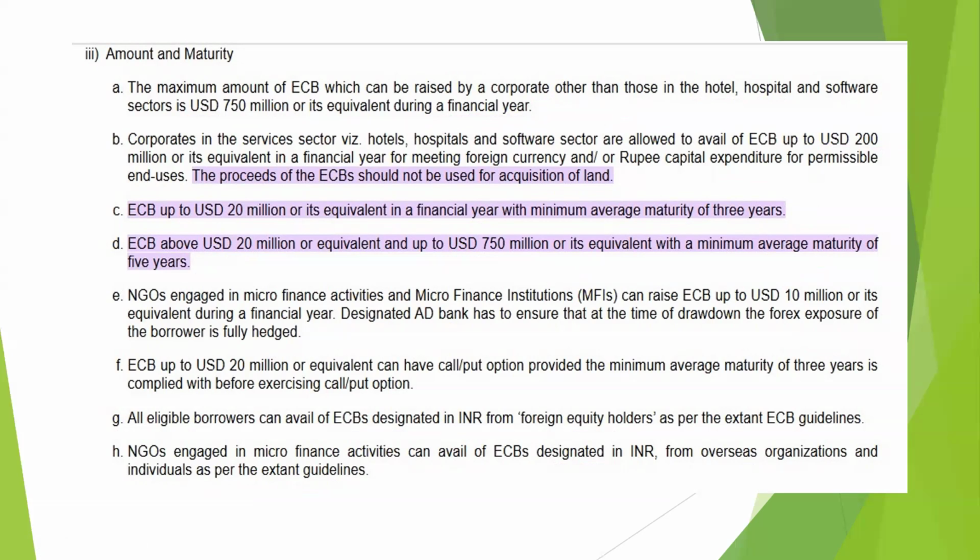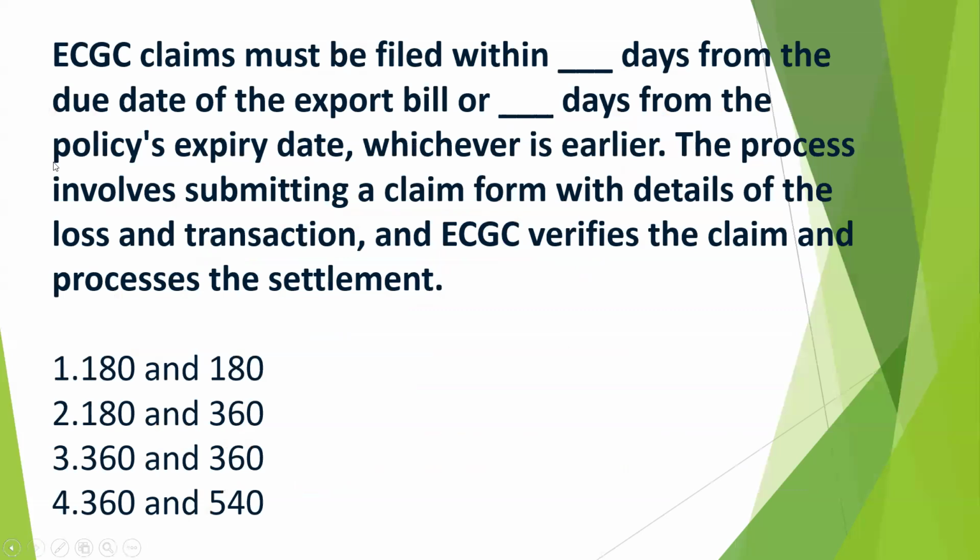because from ECB also so many questions are expected. So next is ECGC claim must be filed within dash days from the due date of the export bill or dash days from the policy's expiry date, whichever is earlier. The process involves submitting a claim form with the details of loss and transaction, and ECGC verifies the claim and processes the settlement.